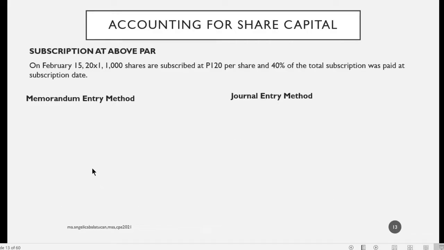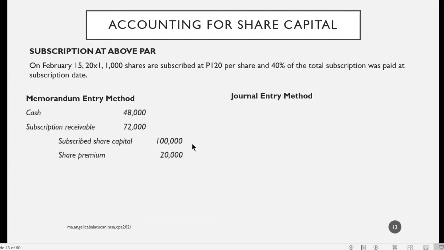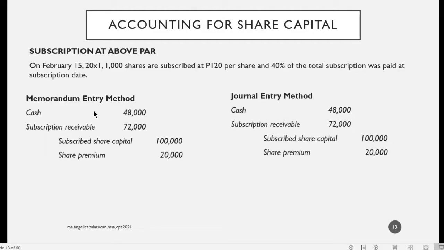What about subscription at above par? So what do you mean by above par? So subscriber gibaligyan nimo siya above the par value. So, di ba, the par value is 100. And what if you sell it above 100? So, in this example, it is issued at 120 and 40% of the total subscription was paid at subscription date. So, okay, this would be the entries.